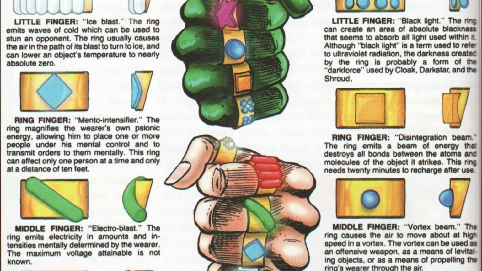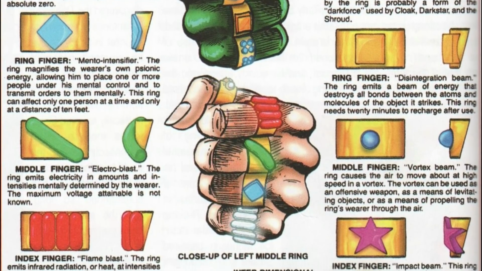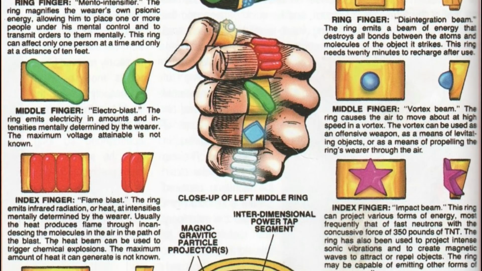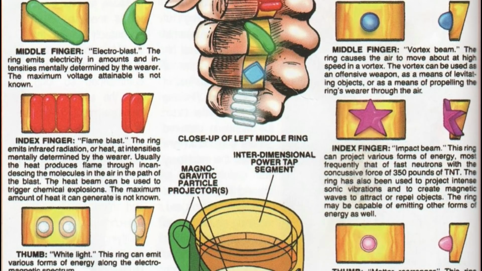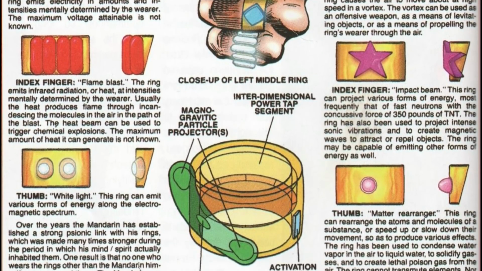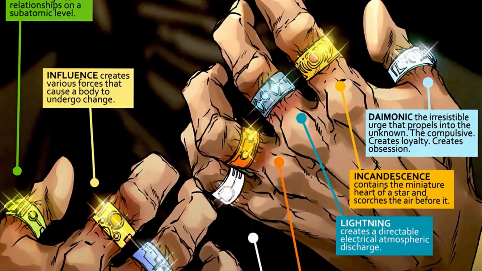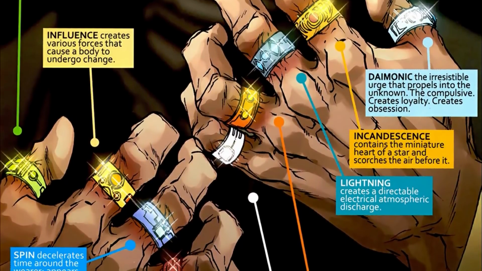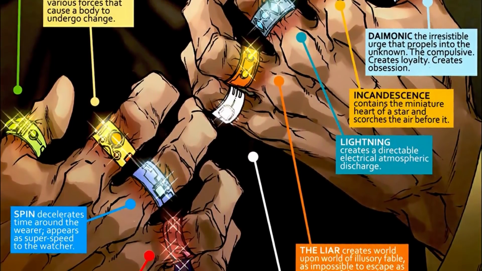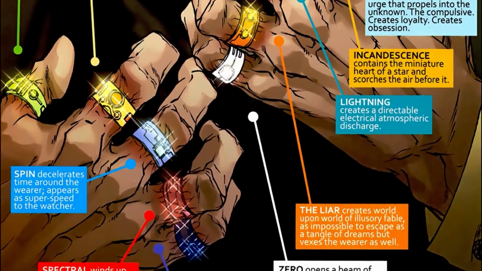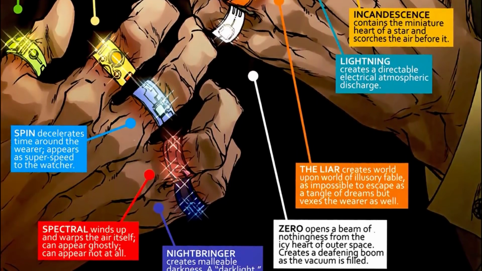Impact Beam. This ring, worn on the index finger, can project the force of around 350 pounds of TNT, along with intense sonic vibrations as well as magnetic waves. Matter Rearranger. Like the name suggests, this ring can rearrange atoms or molecules, or even slow down their movements, and it is to be worn on the thumb.